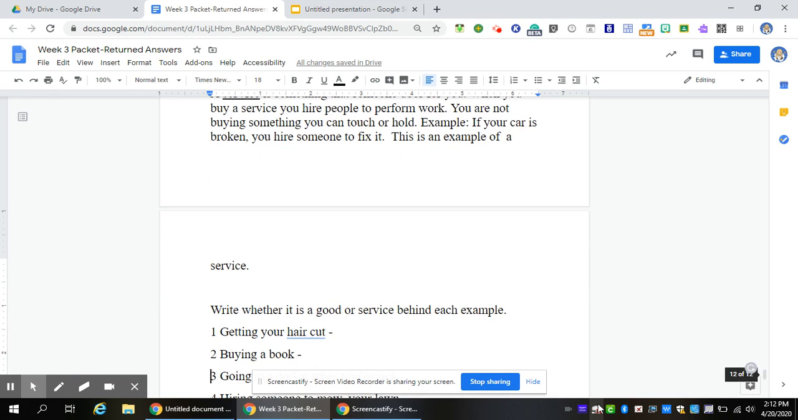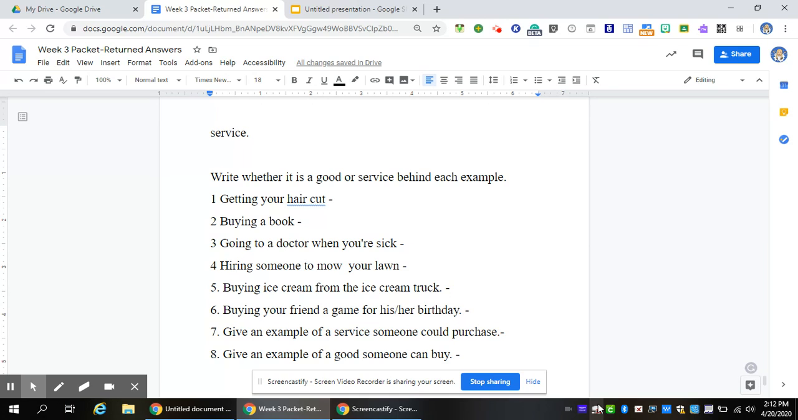So then there's eight examples where they have to read and decide if it's a good or a service. And they would simply just, again, write their answer behind each example. They can change the font color or make their text bold.